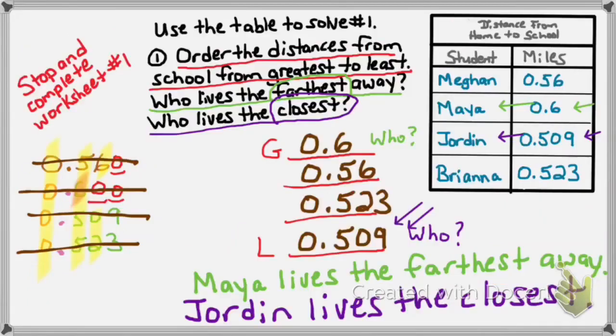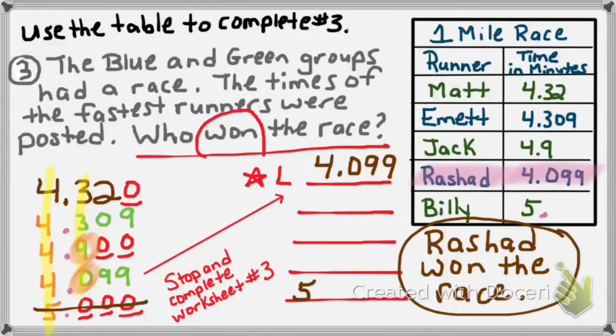As in example number 1, sometimes in addition to ordering from least to greatest or greatest to least, they may ask you a question with this information, like who lives the farthest? So that would be the greatest distance. Or who lives the closest? That would be the least distance. And again, sometimes in example number 3, they're asking a question and you need to figure out whether that's the least or the greatest for whatever the numbers are.